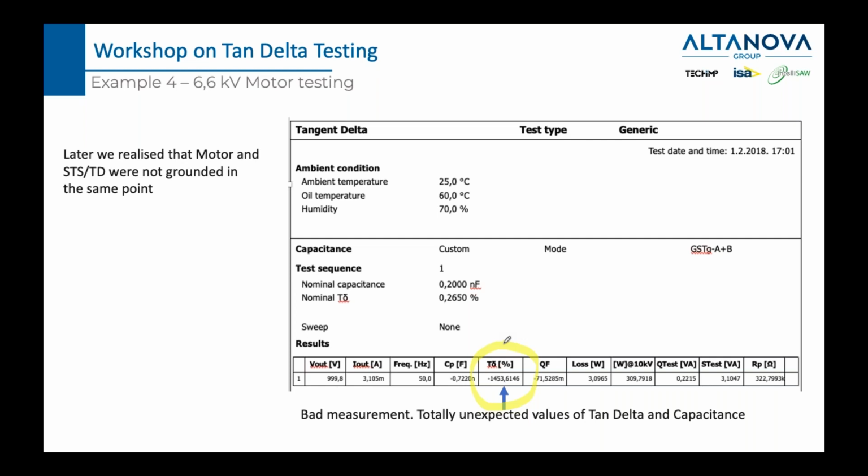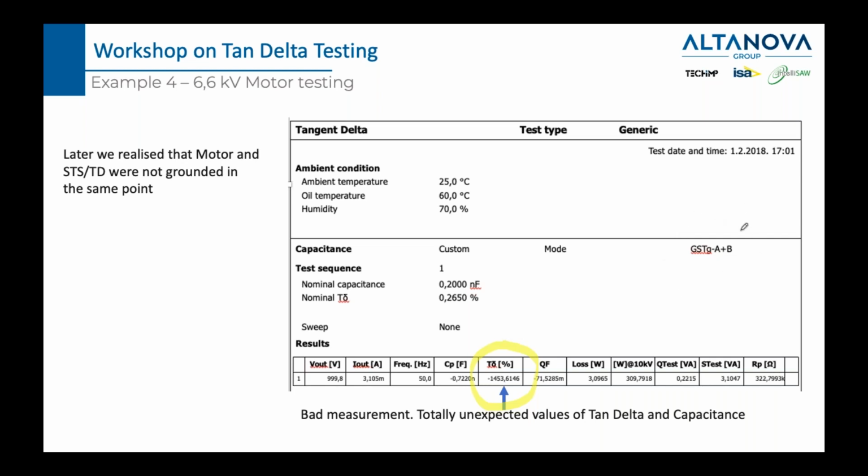You get a negative tan delta because you did not connect the grounding of the measurement device and the grounding of the device under test in the same point. This is the most common reason why you got a negative tan delta, especially if this number is a very big number. Another reason could be if you didn't choose the correct method.